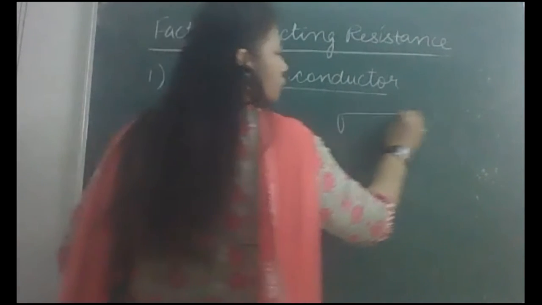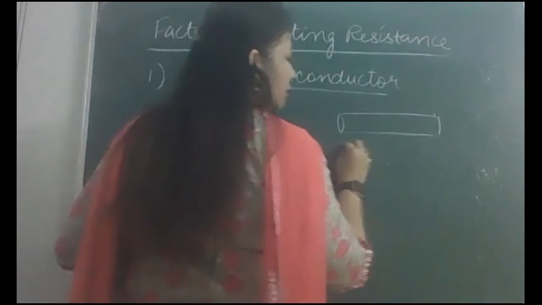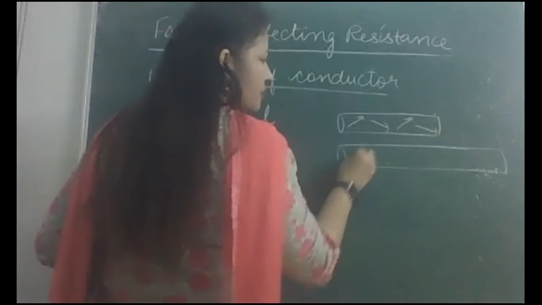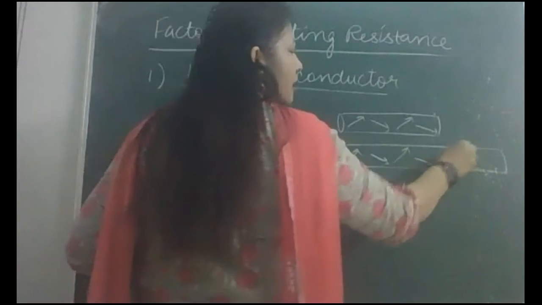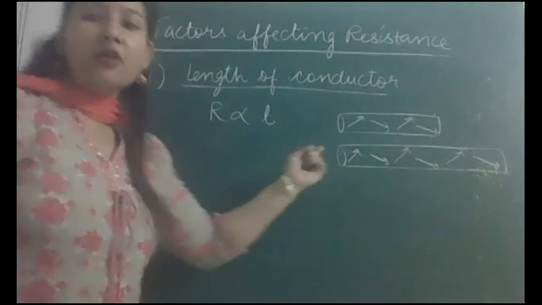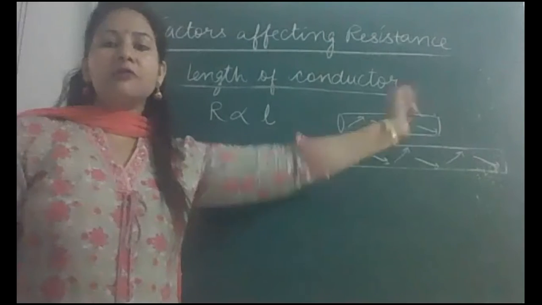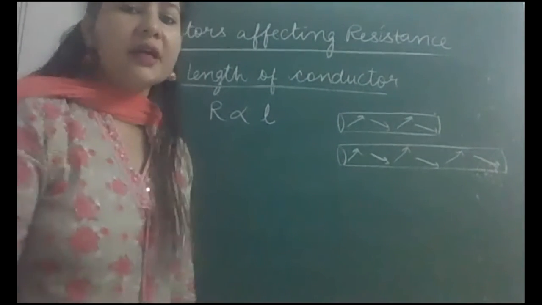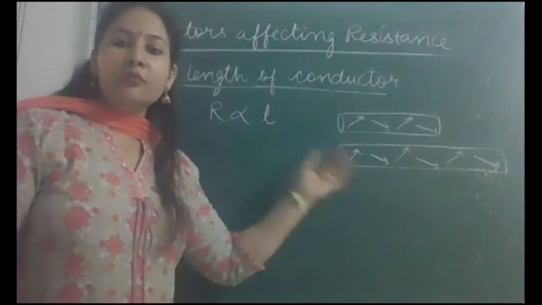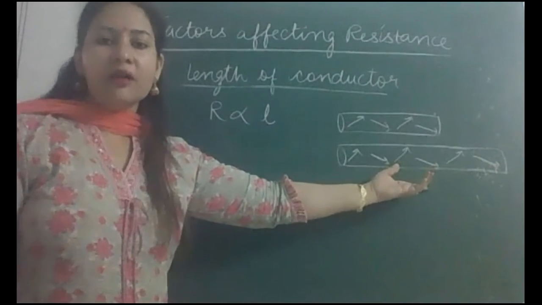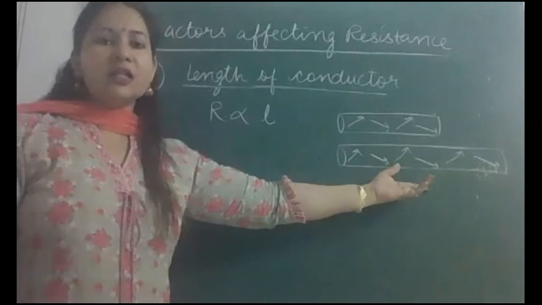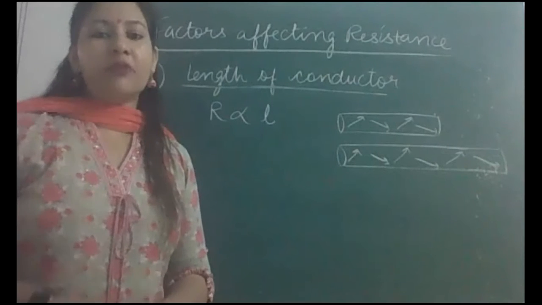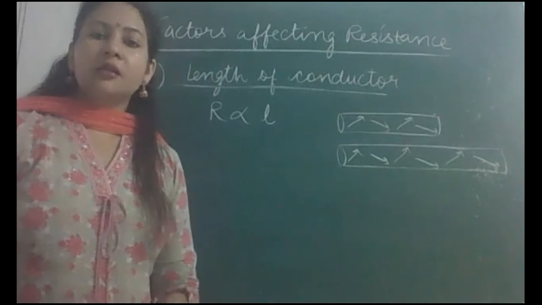Reason being, if we have a shorter wire and a longer wire, the electron has to suffer less number of collisions in case of a shorter wire and more number of collisions in case of a longer wire, because longer will be the path for the electron to go. Is the reasoning clear to you? So that's why resistance will increase. It is found that resistance is directly proportional to length of wire or conductor. So this is the first factor.